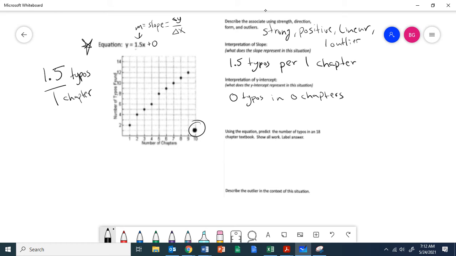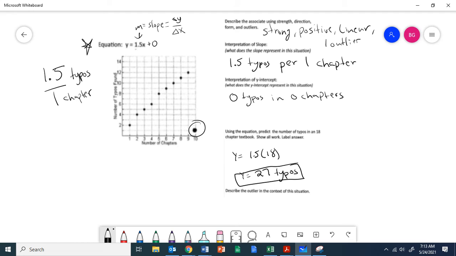Now, use the equation to predict the number of typos in an 18 chapter textbook. Well, this will use our equation. Number of chapters is x, so I'm going to put 18 in for x. So y equals 1.5 times 18. If you want, you could say plus 0, but you don't have to. Solving this using a calculator, I get y equals 27 typos. And don't forget your label on that.